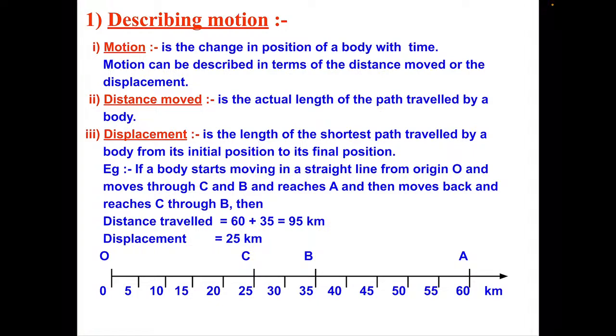Okay. If I talk about the displacement, displacement will be the shortest path, that is, how small the distance can be. So if I just look at the given diagram, you can see from the origin to point C it is 25 kilometers. So the displacement will be 25 kilometers.